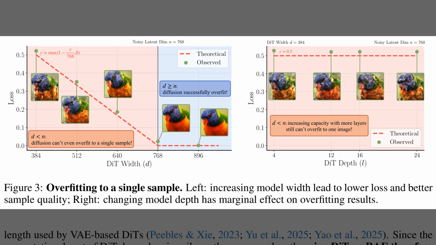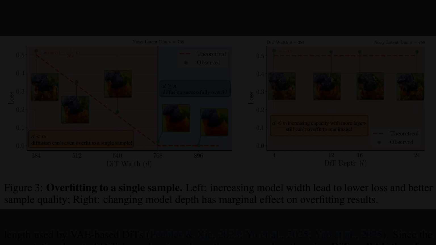Figure 3 shows that diffusion only succeeds when model width meets the token dimension, which here is about 768. This sanity check, overfitting to a single sample, means the model should exactly reproduce one training image. The left panel drops loss and improves quality once width reaches the token channels. The right panel changes depth, yet loss remains high, so deeper stacks do little without sufficient width.